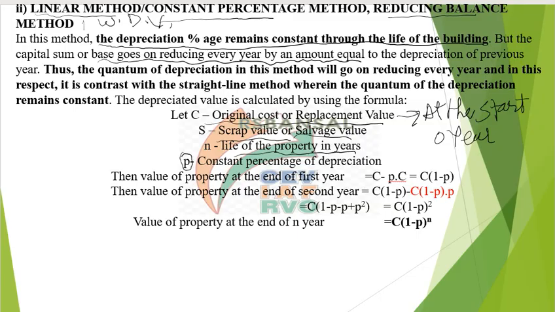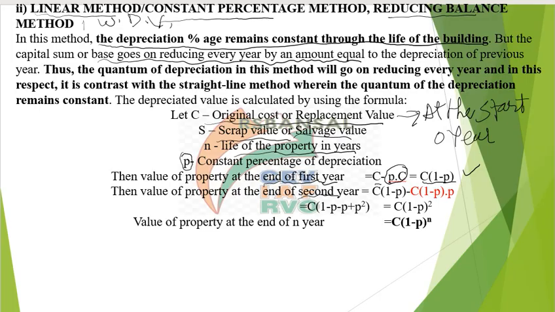So the value of the property at the end of the first year will be C minus P into C. P is the percentage by which the value depreciates. Taking C as common, it will be C into (1 minus P). Similarly, the value at the end of the second year: the depreciation in the second year will be applied on this amount.